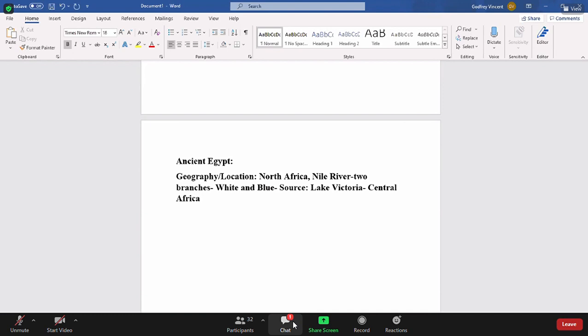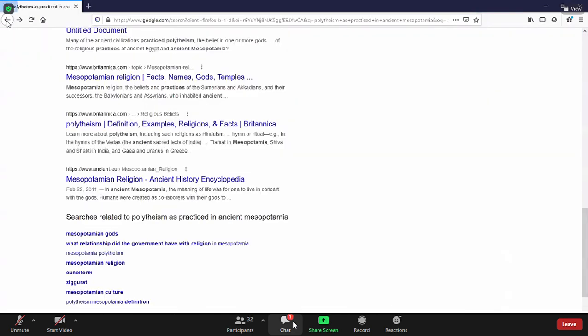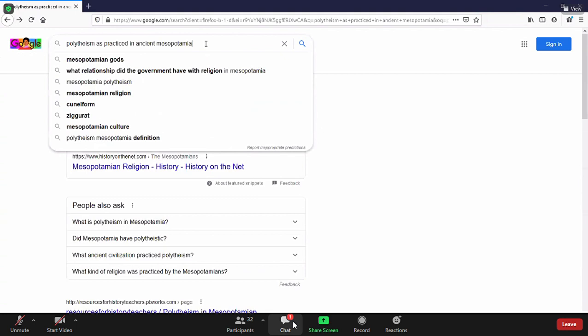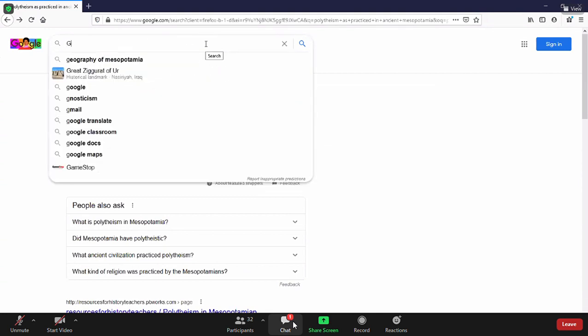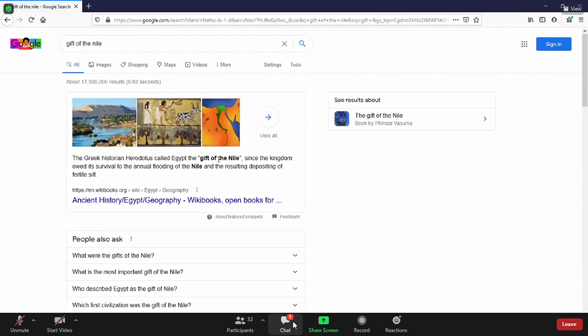Let me see if anybody read it. What is Egypt called? What's the name for Egypt? Does it start with a K? Like it is called the gift of the Nile. Let's prove that. Let's go to the evidence. And we always go to the evidence. What's the evidence? The evidence is the historical record, right? So we can put here, gift of the Nile. The Greek historian called Egypt the gift of the Nile.